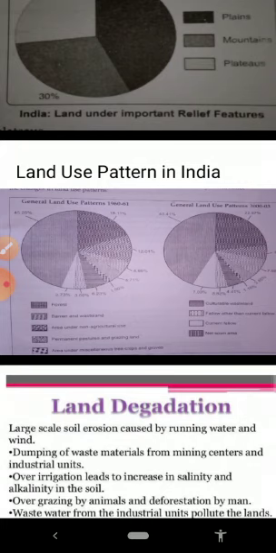Then cultivable wasteland. These lands are left uncultivated for more than 5 agricultural years. Then another one, that is fallow land. This is the fifth one, the important land use pattern. It is agricultural land left uncultivated for a few months to a few years for regaining soil fertility.